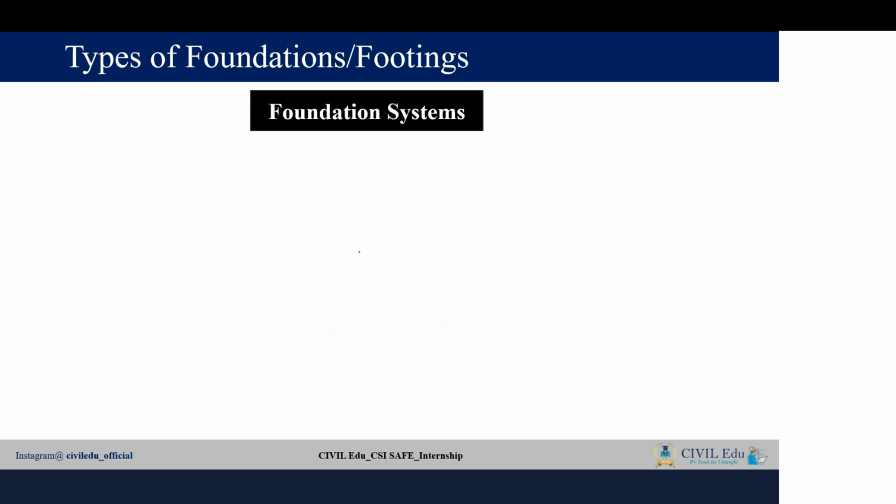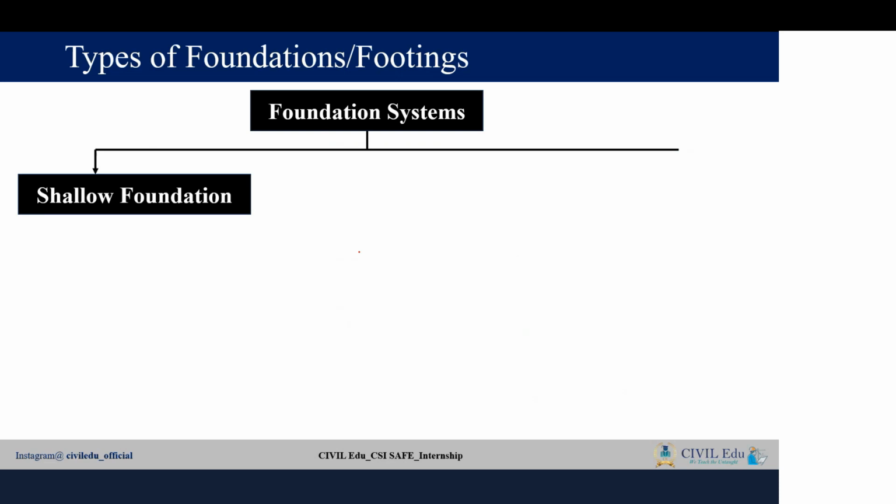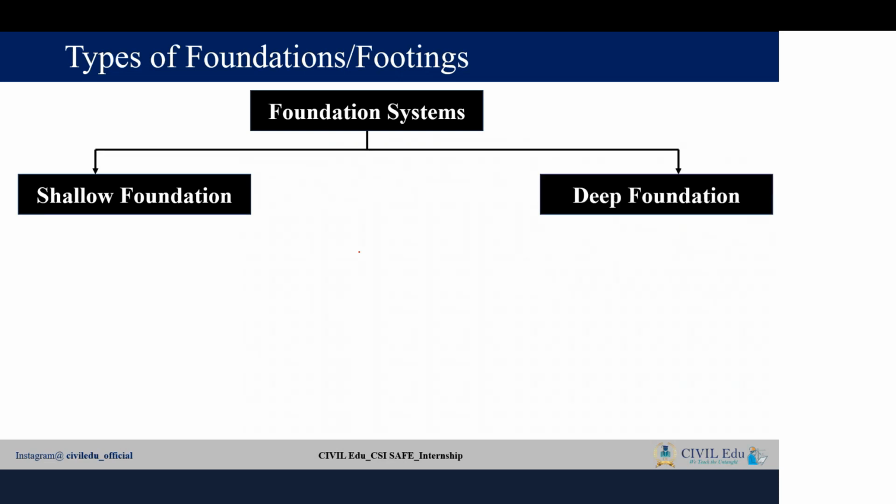Foundation systems are broadly classified into two categories. The first one is called shallow foundations, and the second one is called deep foundations. These are the two major categories of foundations. Suppose I have a foundation with a column. This is the column, the vertical member, and this is the foundation or footing, you can say.